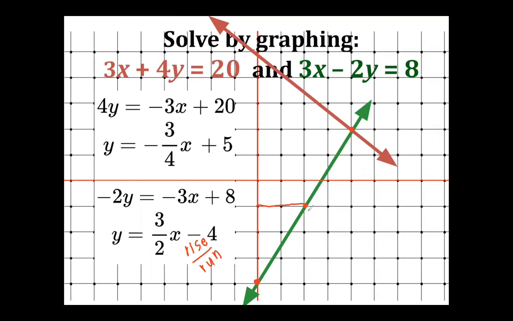I would recommend to keep on drawing points until you find a point of intersection between your 2 lines. So for this graph, or system of equations, it would be right here. Once I connect my line, I'll go ahead and find what our point of intersection is. It would be 4, 2. So the solution of this system of equations is going to be 4, 2.